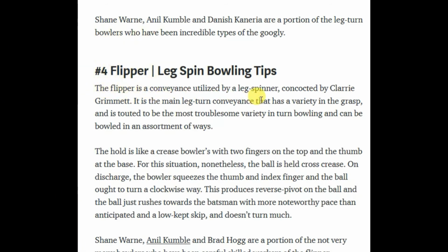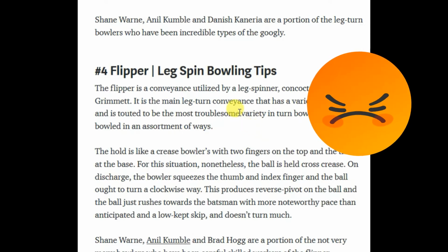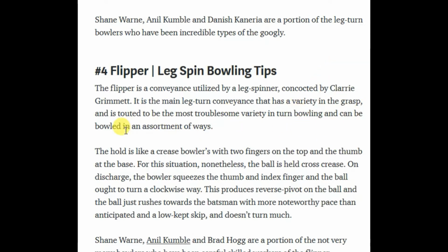The flipper is used by the leg spinner, and Clarrie Grimmett is the founder of this bowling. It is the main leg turn delivery that has a variety of grips, and it is touted to be the most troublesome type of bowling and can be bowled in a variety of ways. The hold is like a seam bowler's, with two fingers on the top and the thumb at the base. This is the position for bowling this type of flipper ball.